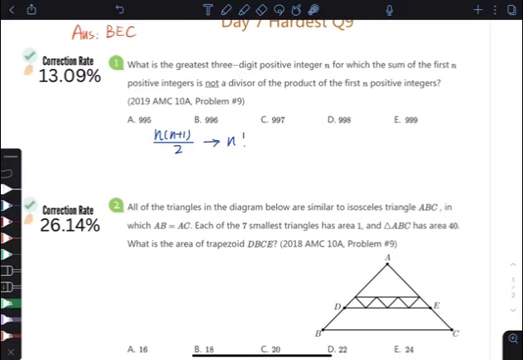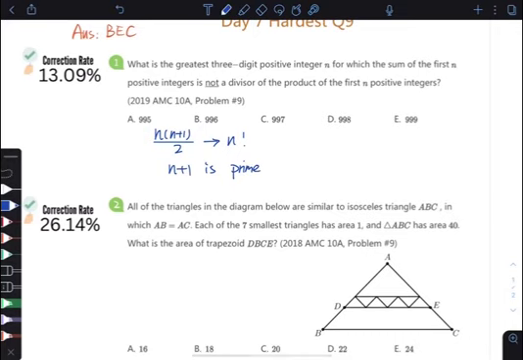And the thing you need to notice is that if n plus 1 is a composite number, its factors must be less than n, which indicates this expression is a divisor of n factorial. So you need to guarantee n plus 1 is a prime number. And now let's think about the greatest 3-digit positive prime number. That must be 997, and that means n is equal to 996, which is option B.